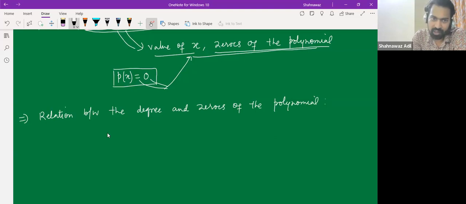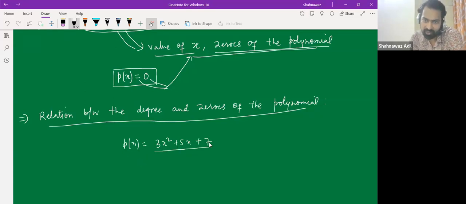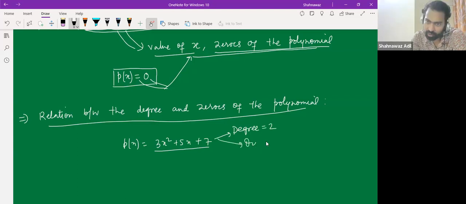Okay, so what is the relation? If I have this equation, 3x squared plus 5x plus 7, this is the polynomial that I have, and the degree is how much? Degree is 2, so this is a quadratic polynomial, right?